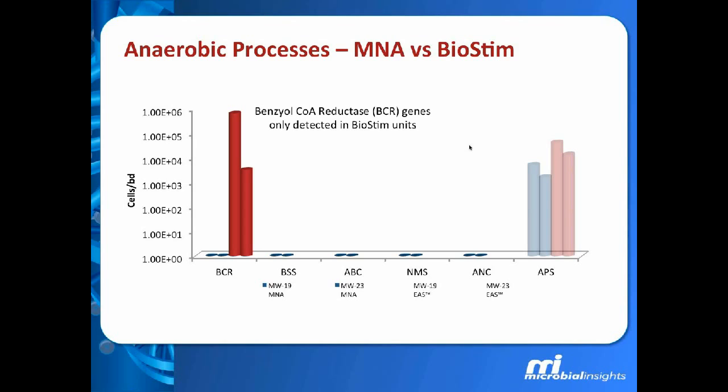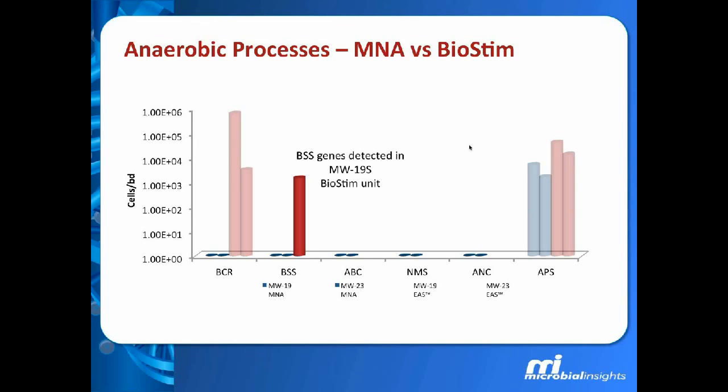Moreover, BCR genes, which had not been detected in the M&A unit, were 10 to the 3 cells per bead in the EAS amended unit deployed in MW23, and 10 to the 5 cells per bead in the EAS amended unit in MW19S. Benzyl coenzyme A is a central intermediate in the biodegradation of many aromatic hydrocarbons, and this benzyl coenzyme A reductase gene that we have here shown as BCR is an essential enzyme for reducing the benzene structure.